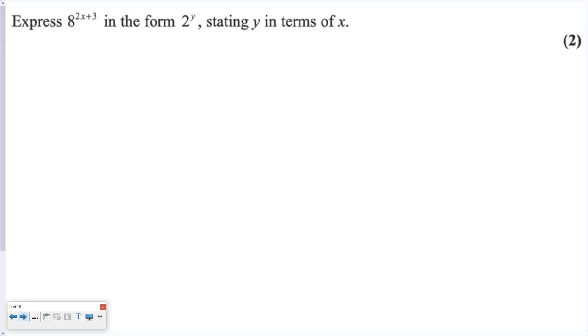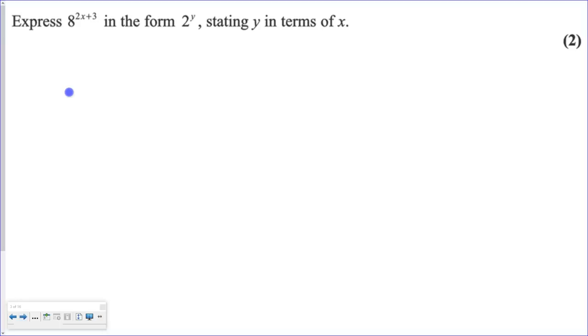So this next question, we've got 8 to the power of 2x plus 3. We've got it in the form 2 to the power of y. We're asked to put it in this form with stating y in terms of x. So at the moment we've got an 8, but we need to have 2 to the power of something. So think about what 8 and 2 have in common.